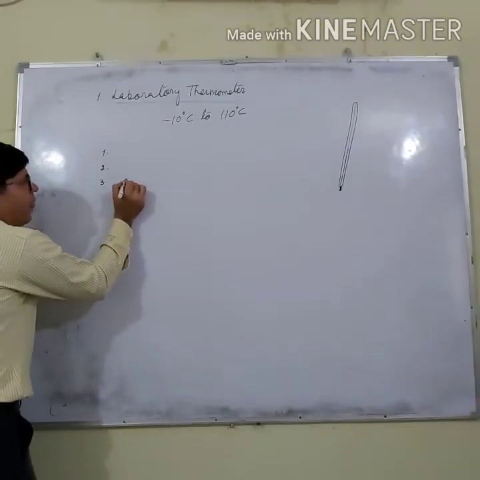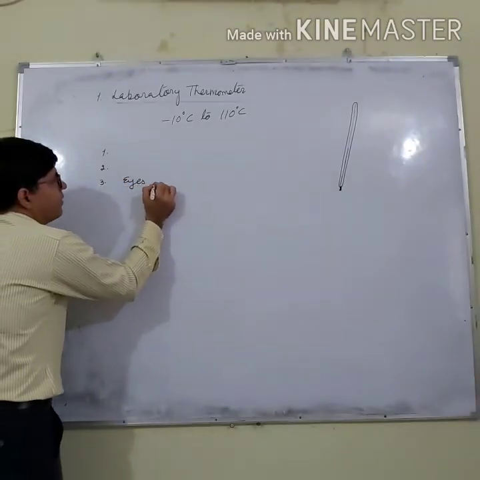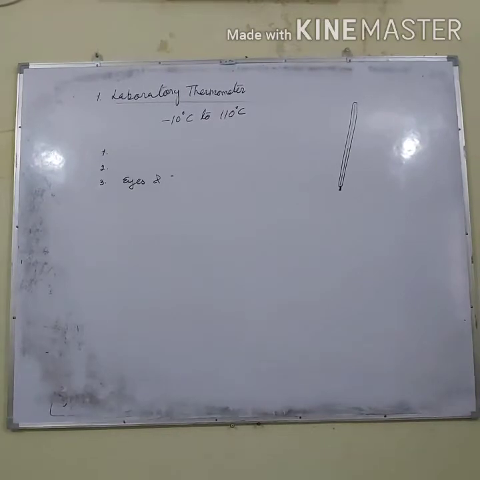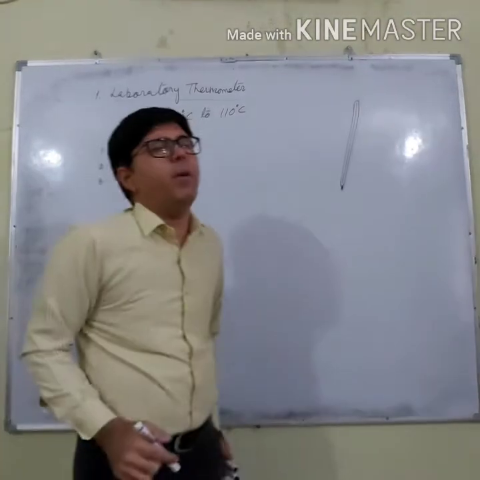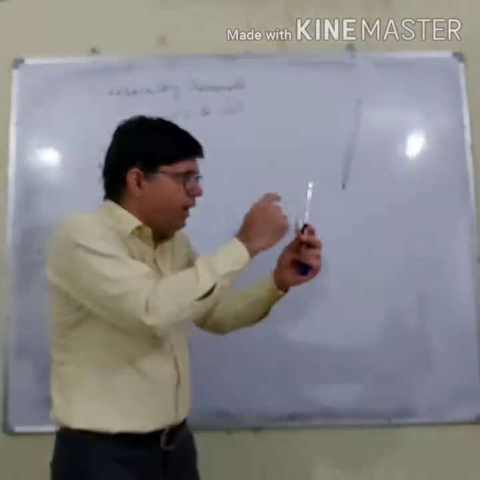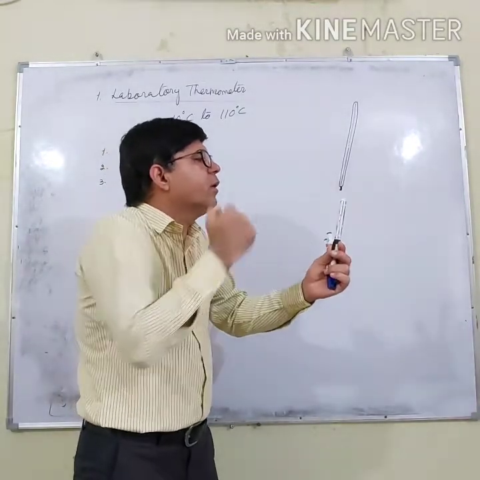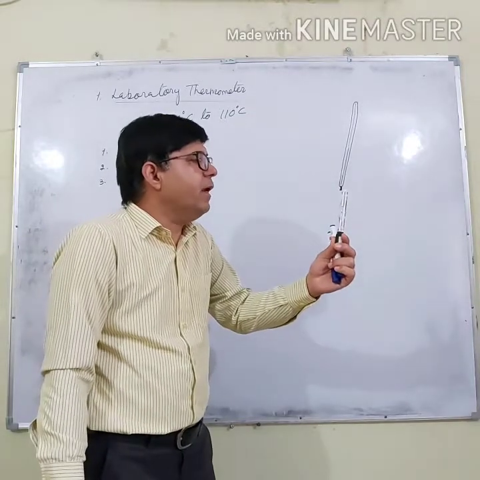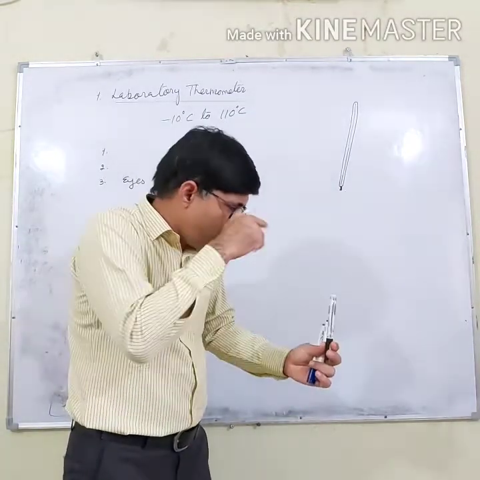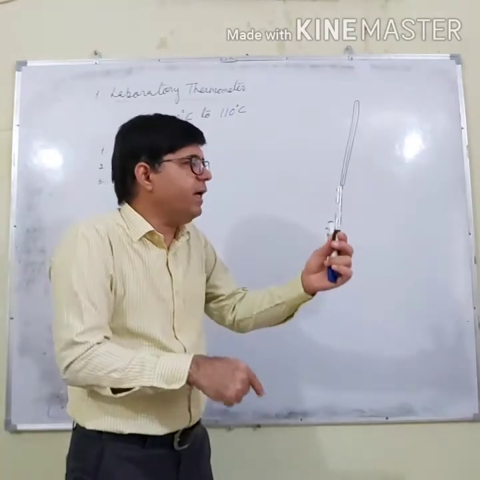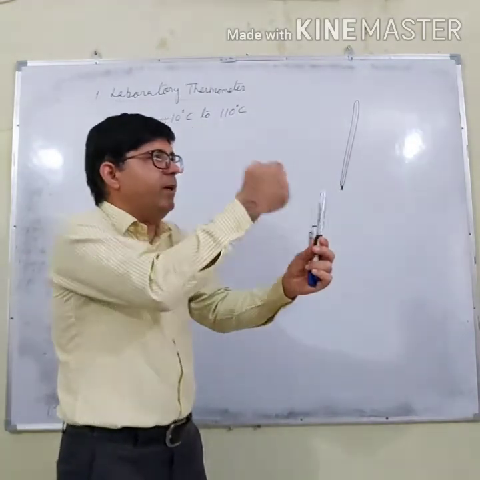Third point is that our eyes and the thermometer marking must be properly aligned. What does it mean? There must be proper alignment between our eyes and the divisions on the thermometer, so that we can record the correct reading. If the thermometer is down and I am looking here, I will not be able to find the correct reading. For the correct reading, there should be proper alignment.